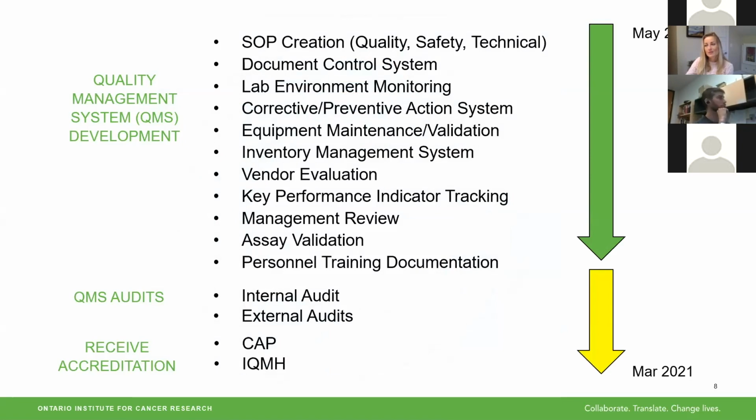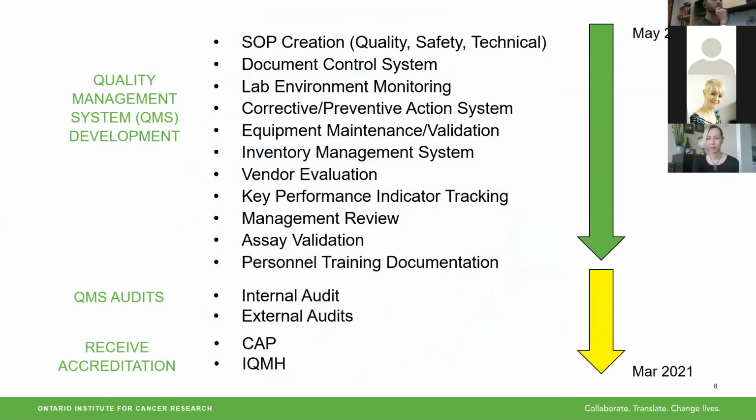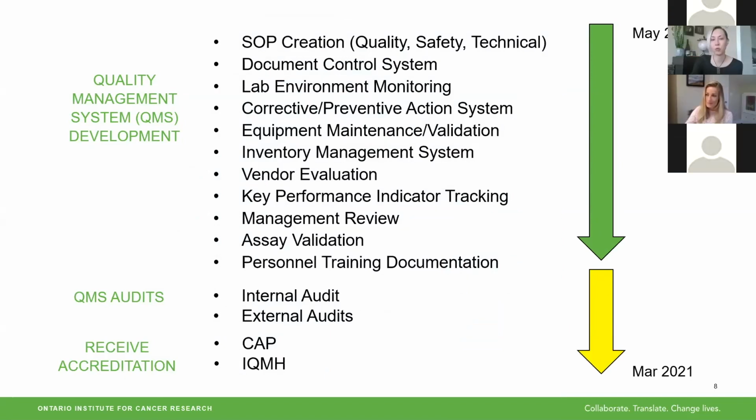But on this slide, I want to show you just how much work we've actually done from this point, starting in May 2018. The first step is always to create the quality management system, and we had to build ours from nothing. So that involved creating all of the quality, safety, technical SOPs, and a document control system to maintain all of those SOPs and other related documents. We set up a lab monitoring system, so that's fridges and freezers, internal temperature, humidity, etc.